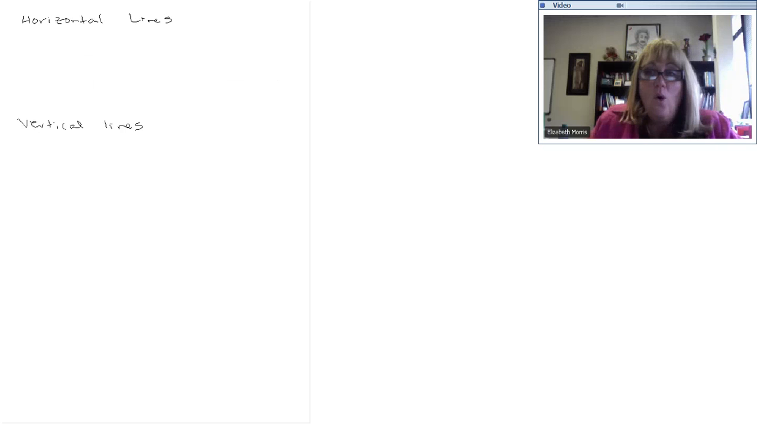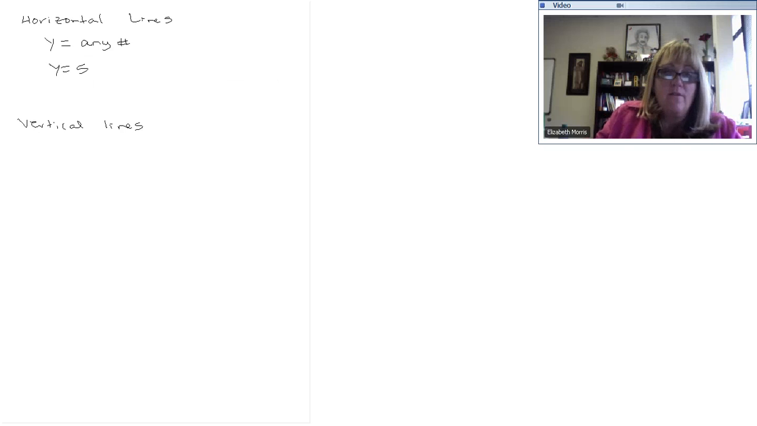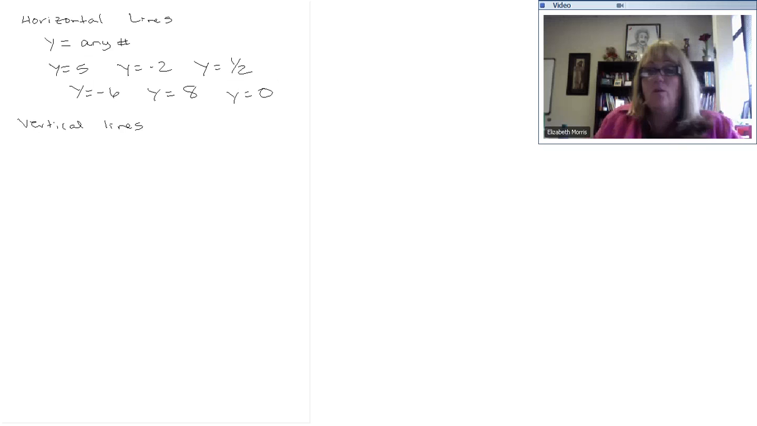Now, the only other thing that's in 3.1 is we do have special lines. We have something called horizontal lines, and we have vertical lines. Horizontal lines are y equals any number. So y equals 5, y equals -2, y equals 1/2, y equals -6, y equals 8, y equals 0. Okay? Horizontal lines just have y in the equation.